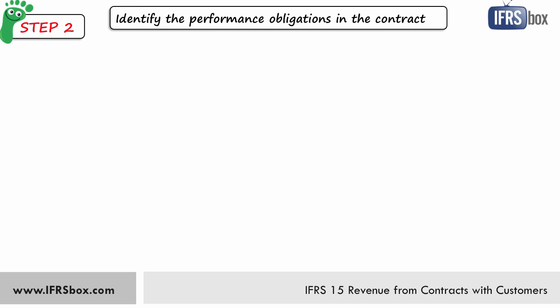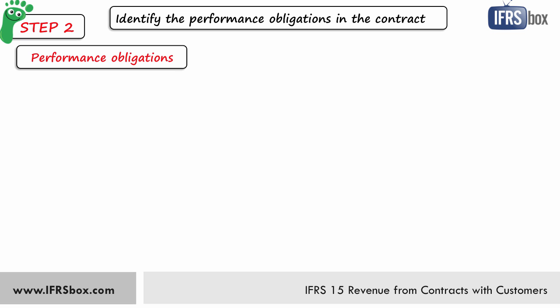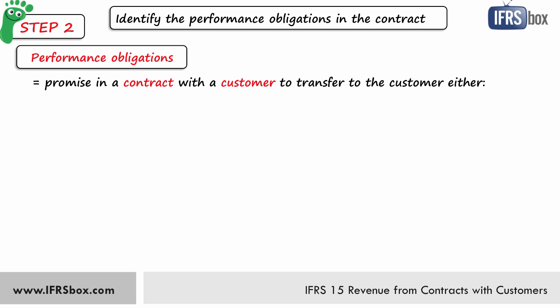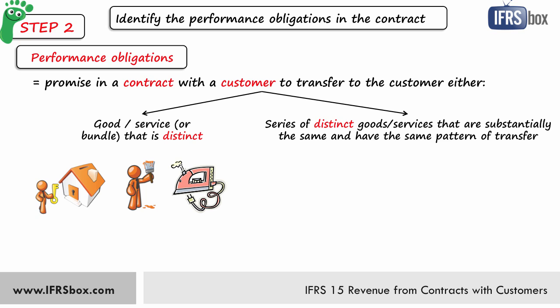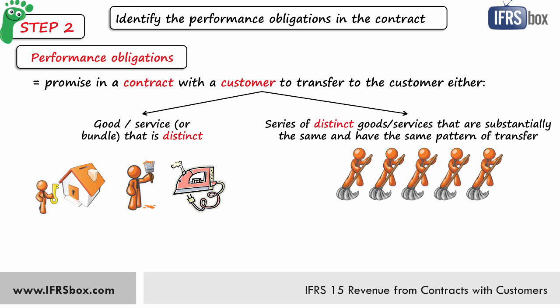Step number 2 in the 5-step revenue recognition model in IFRS 15 is to identify the performance obligations in the contract. But what are they? Well, a performance obligation is a promise in the contract to transfer to the customer either some good or service, or a bundle of goods or services that is distinct, or a series of distinct goods or services that are substantially the same and that have the same pattern of transfer to the customer. For example, when you sign up for monthly cleaning services or for monthly accounting services, and these services are basically the same each month, in this case, you would need to treat this series as one single performance obligation that is satisfied over time, not as a lot of small individual performance obligations.